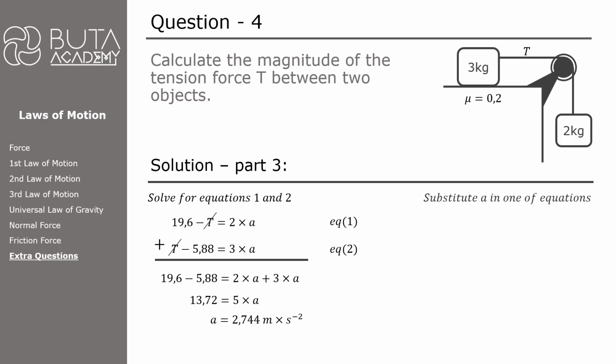As a last step, we can substitute a in one of the equations. Let's use the second one. T minus 5.88 is equal to mass times acceleration, which has the value of 2.744. Thereupon, the tension force is equal to 14.112 newtons. This was the last video where we were solving extra questions related to the laws of motion.